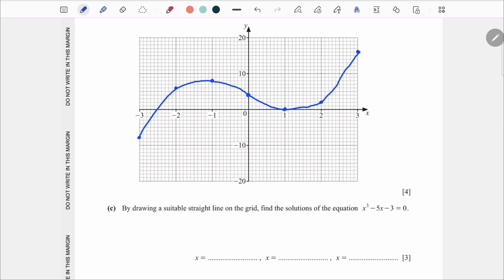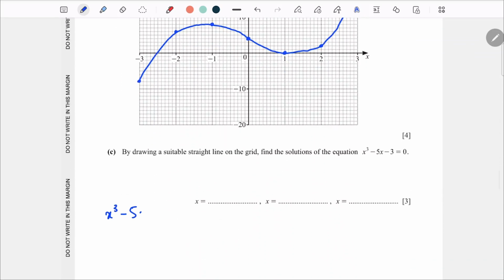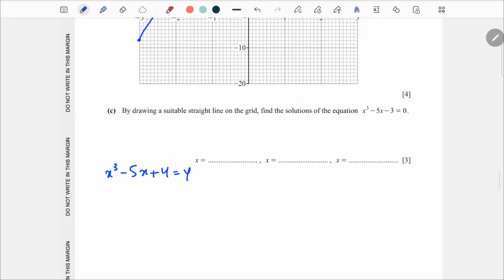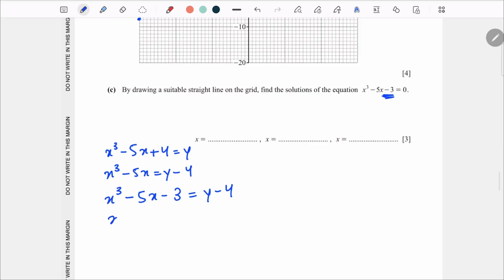In part C, by drawing a suitable straight line on the grid, find the solution for the equation x cubed minus 5x minus 3 is equal to 0. Now our original equation was x cubed minus 5x plus 4 is equal to y. We'll compare both the equations. X cubed minus 5x, we'll take 4 on the other side, is equal to y minus 4. Now in order to bring this minus 3, we'll subtract 3 on both sides. X cubed minus 5x minus 3 is equal to y minus 4. When we compare it, x cubed minus 5x minus 3 is equal to 0.